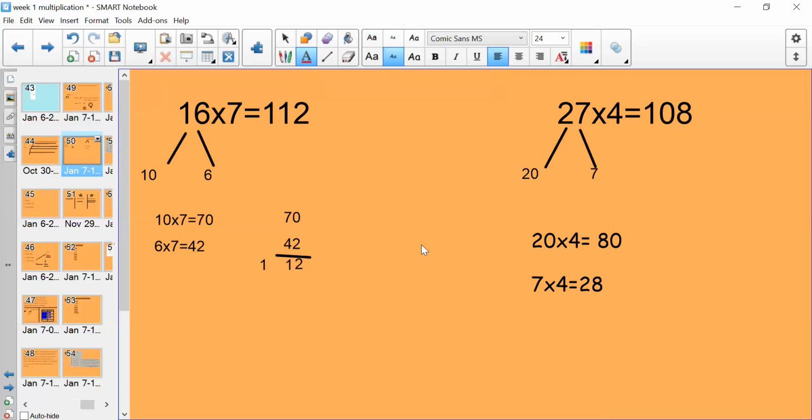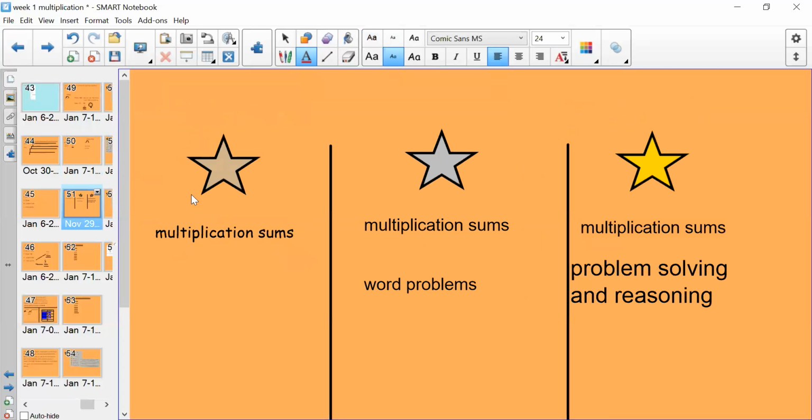I think that we have done similar things, especially we've done lots of partitioning before. So I want you to have a go. There are 3 different challenges. The bronze challenge is multiplication sums, just working with numbers up to 20 and multiplying that by a 1-digit number. Silver challenge is multiplication sums similar to what we've done in the lesson, and then some word problems. And the gold challenge is multiplication sums and problem solving and reasoning. So I will go through those with you now.